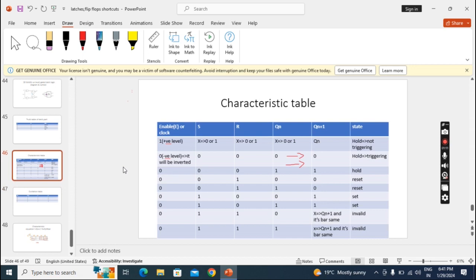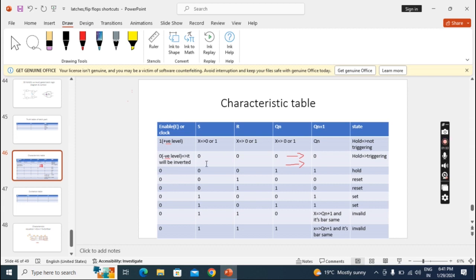Only in the characteristic table we can see the difference, only in the clock part. Remaining everything is the same, no difference. So here for negative level, if I apply 1, it will become 4. But if I apply 0, it will respond. But this 0 is becoming inverted.